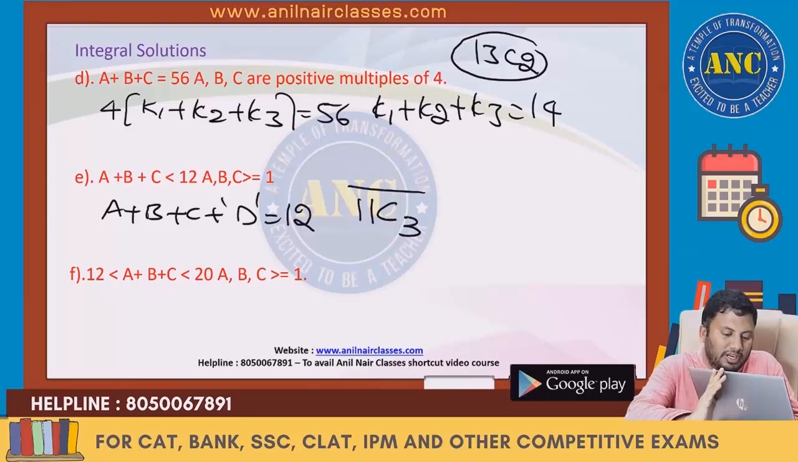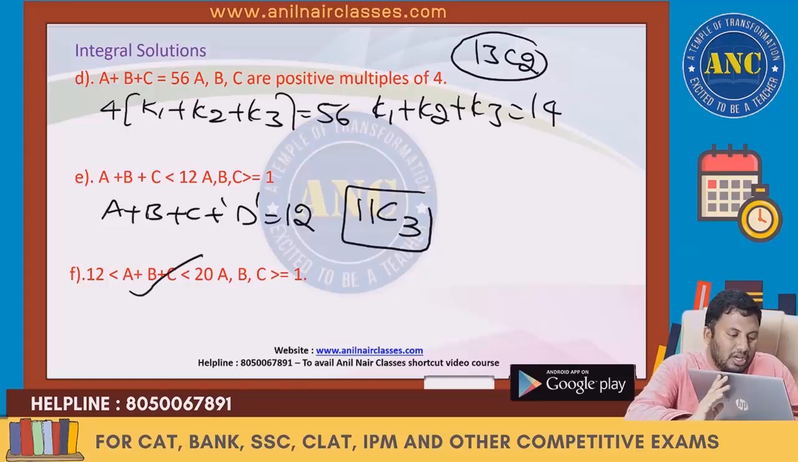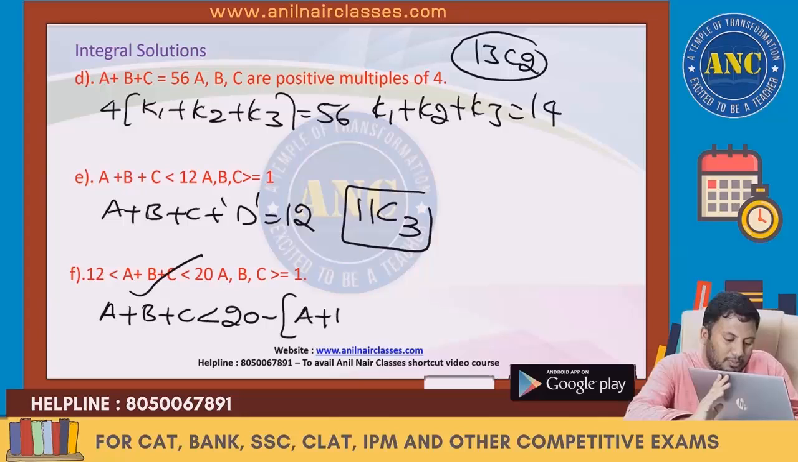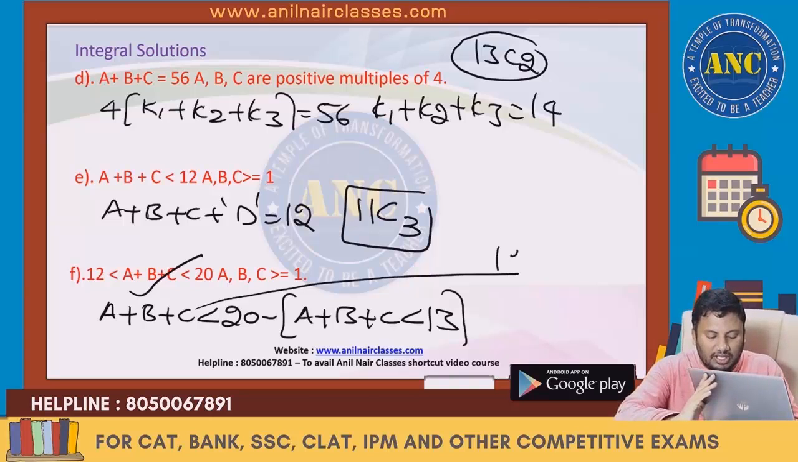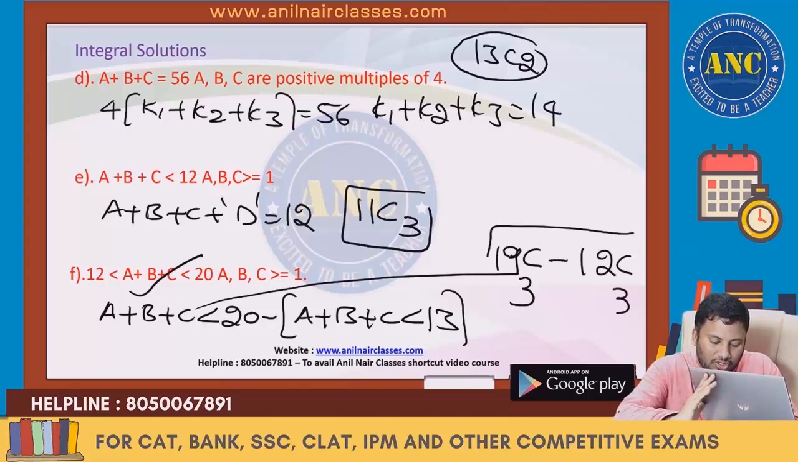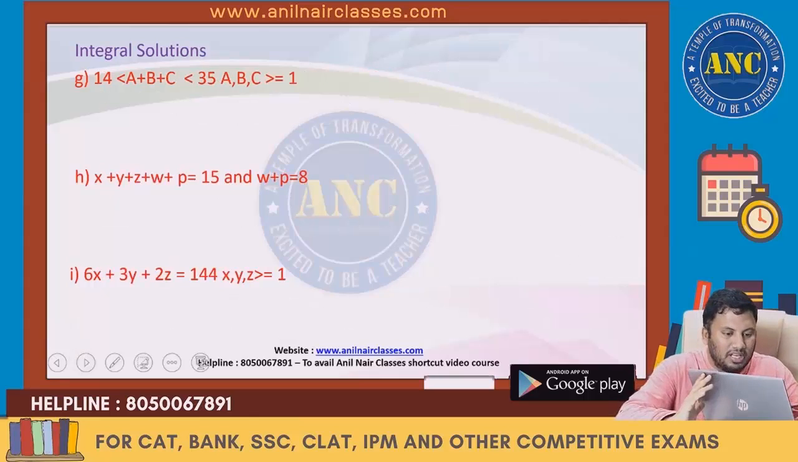This model also we discussed, 11C3. This model also we discussed, 12 less than a plus b plus c less than 20, minus of a plus b plus c less than 13. I hope it is clear. So plus d, which is nothing but 19C3, minus 12C3. This model also we covered in the class. Please revise it.